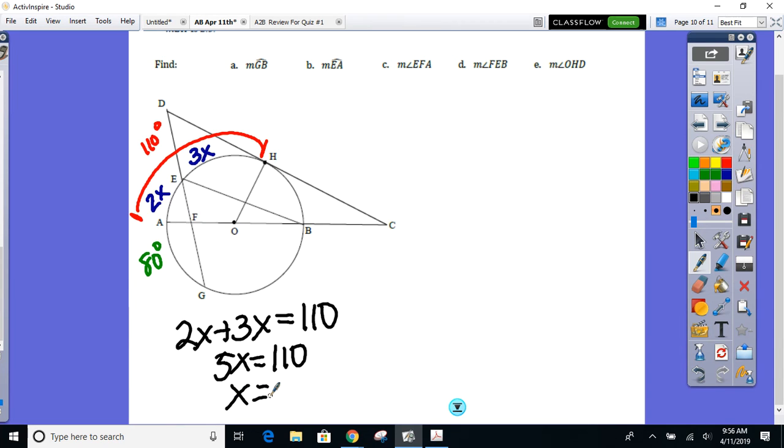And x will equal 22. Yep. All right, so let's go back. Please go back to the diagram right now. The arc that we labeled 2x, what can we label that as now? We can label that as 44, however you want to do that on your own diagram. And the arc that we labeled 3x can now be 66. Everyone all right with what we did there?